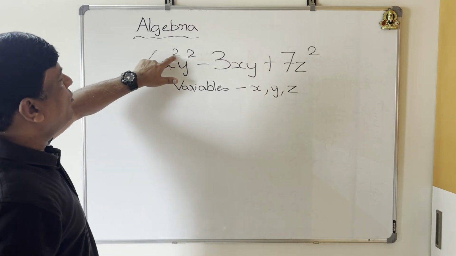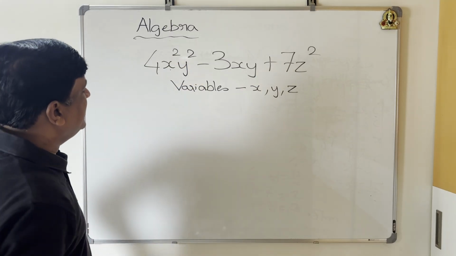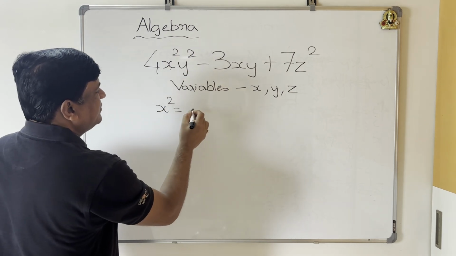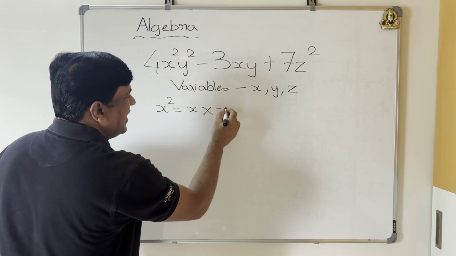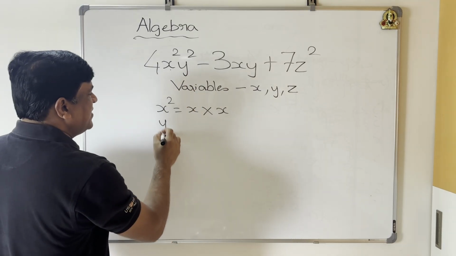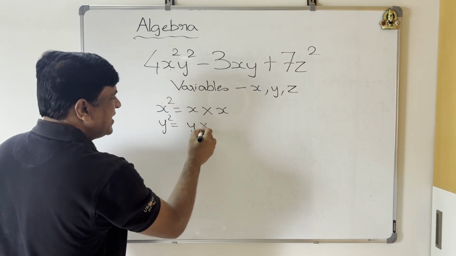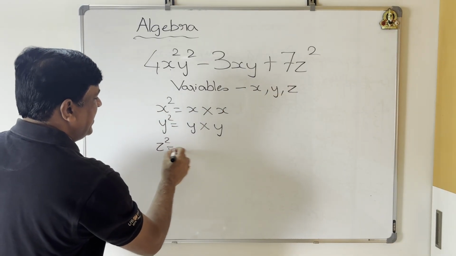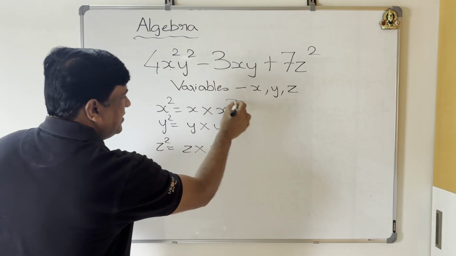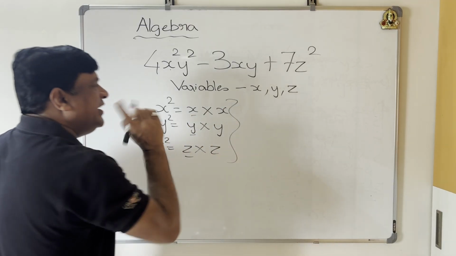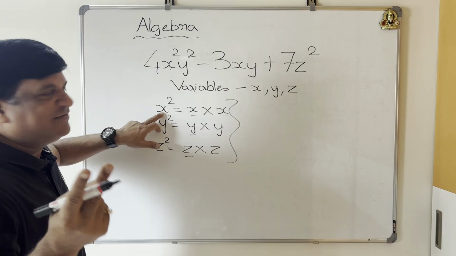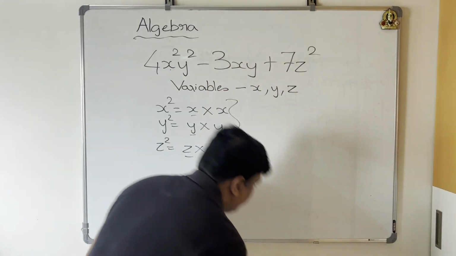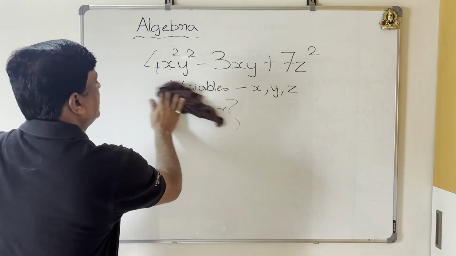Don't worry about these squares over here. This x square is nothing but x times x. Y square is again y times y. Similarly, z square is z into z. But the variable is only one. You don't count them twice. The variable is only one in this particular case. Okay? Make sense? Okay, let's move on.